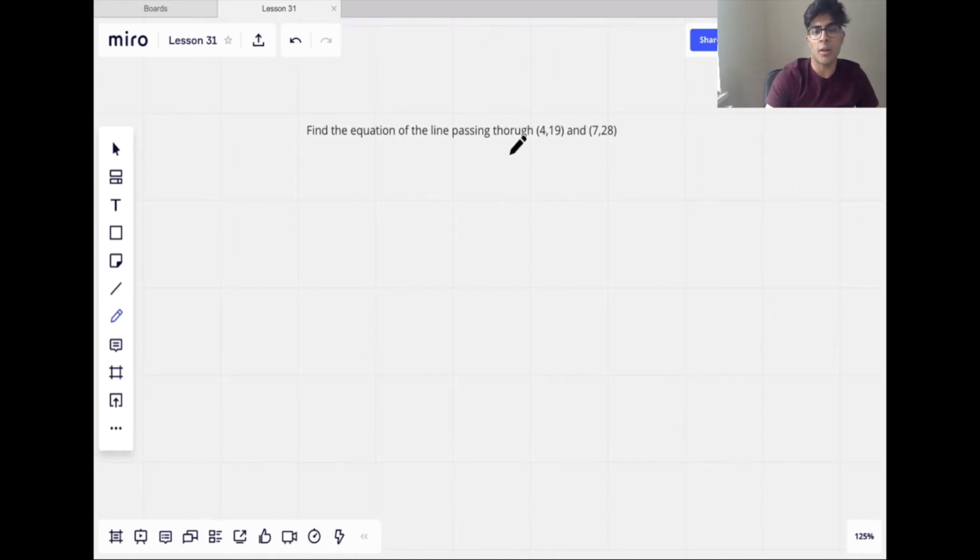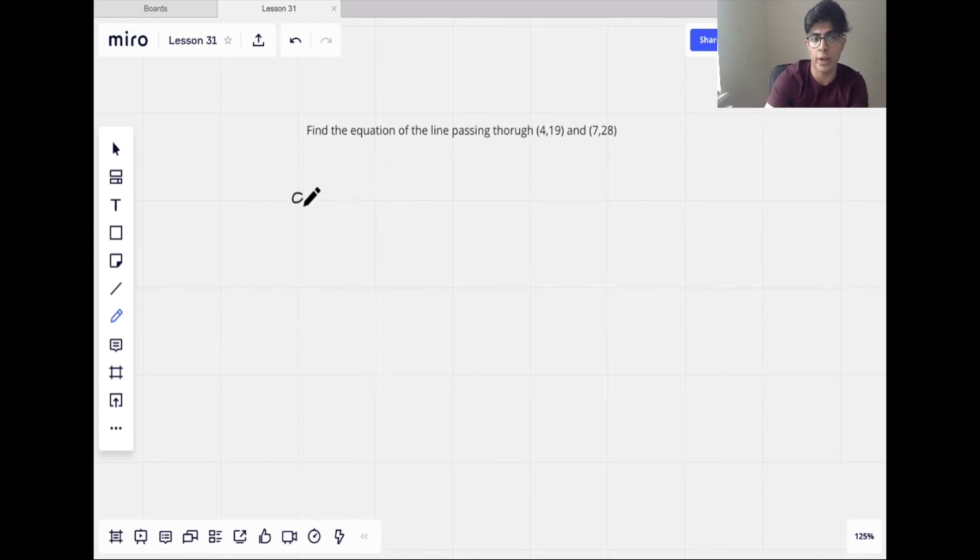Find the equation of a line passing through (4, 19) and (7, 28). Again, remember there's two key pieces of information we're interested in, the gradient and the y-intercept. What we do first is to find the gradient, which means finding the y-intercept will be a bit easier. You'll see why in a second.